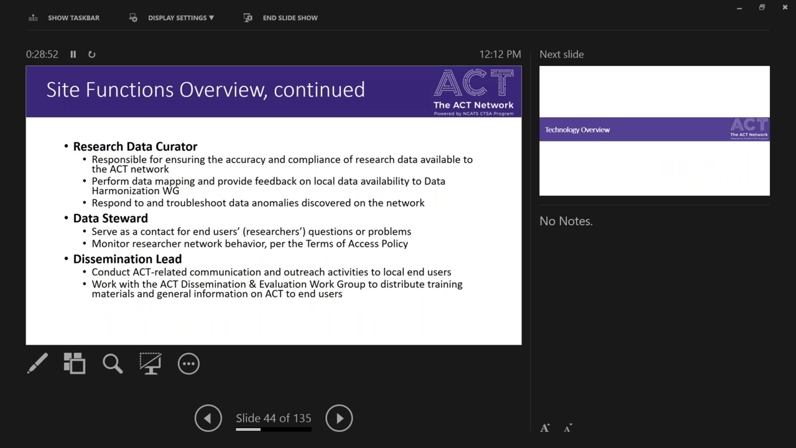There may be the function of a research data curator, so somebody who really knows about the data and why things might be a certain way because of the EHR or historical nuances of the data. We would need someone who's aware of that. We need a data steward. This is somebody who helps monitor the use of the network by your own users, so it's site monitoring the usage of the network by their site. And then also a dissemination lead. The dissemination work group will work with one person or a group of people in order to roll out to end users at the site. So I just want to make you aware of those different functions. Like I said, it could be one person, could be many, but these are the roles or the functions we expect to exist at a given site.